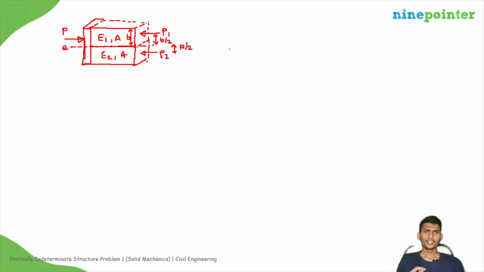So now let us apply the equilibrium equation sigma Fx is equal to 0 to this part. So that will give you P is equal to P1 plus P2. That is one equation.